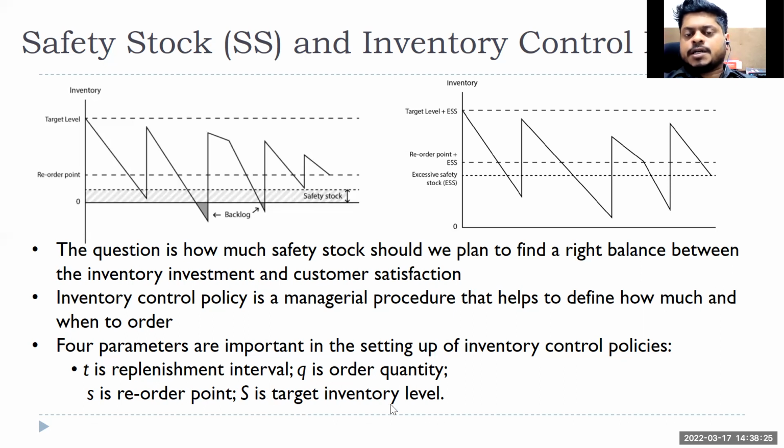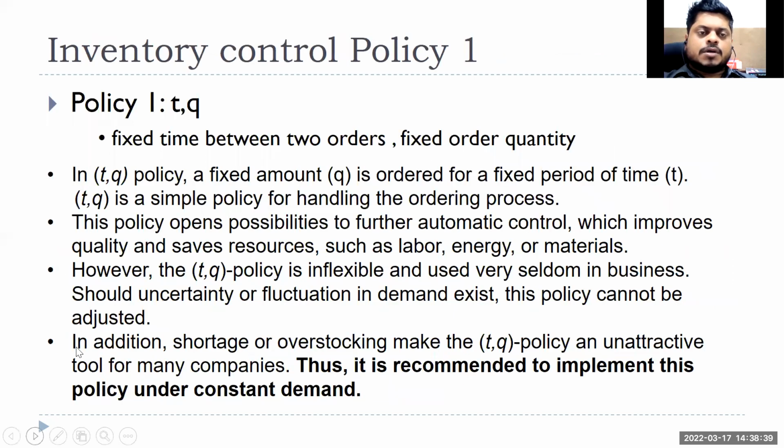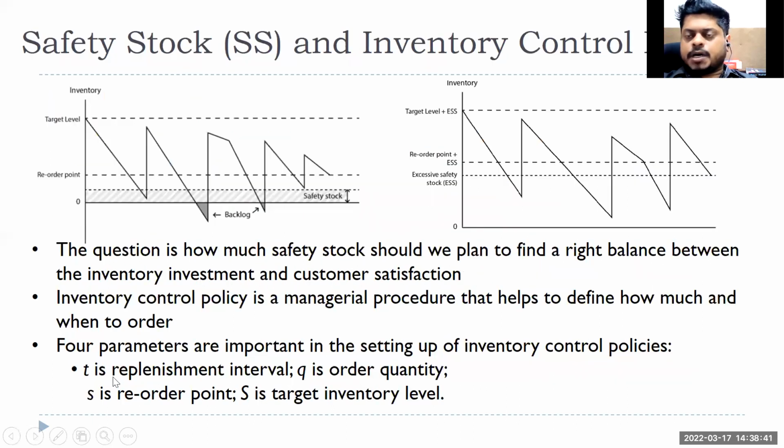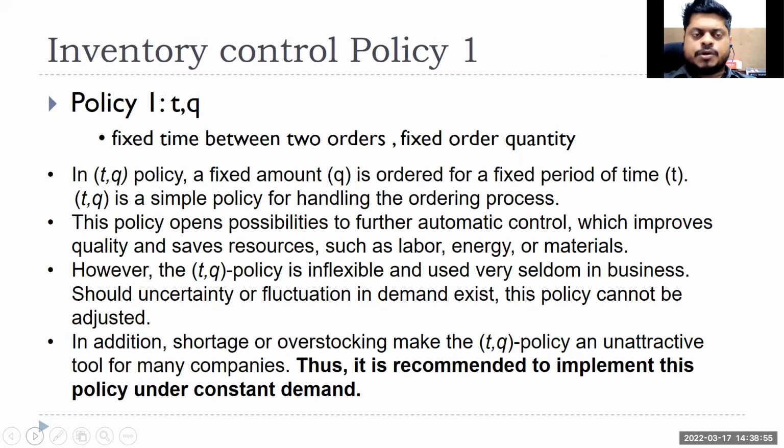Then S is the target inventory level, right? Sometimes S will include the safety stock, like in this particular case my target level can be along with the safety stock, or it can be without safety stock also, right? So keeping these four parameters in mind, T, Q, s is the reorder point, S is the target inventory level, how much we want to keep, what is the maximum stock we want to keep in our store, right? With a simple example, we'll take four situations, different types of inventory control policy.